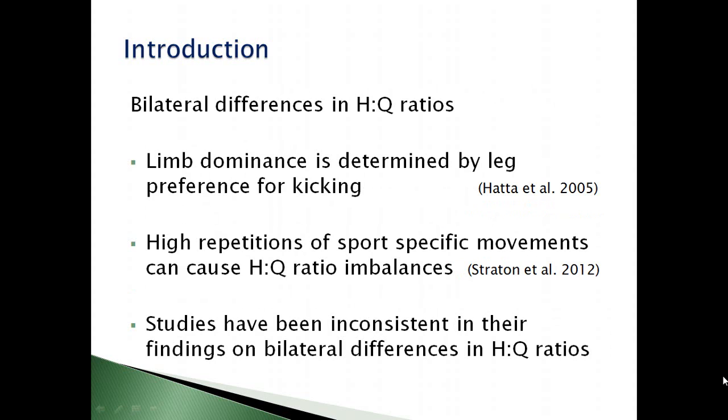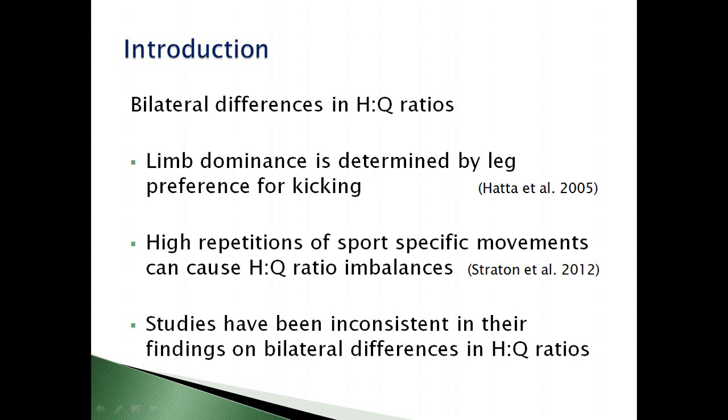The HQ ratio has been seen to successfully predict injury in sport, with several studies focusing on the bilateral difference in the HQ ratios. Bilateral differences can be looked at in terms of dominant and non-dominant limbs, with the dominant leg being used for kicking and the non-dominant leg used for stability. High repetitions of sport-specific movements, such as in soccer, can cause HQ ratio imbalances.